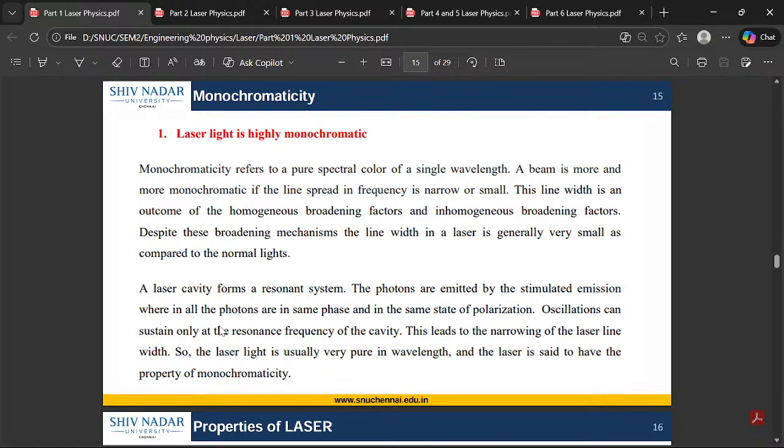So as you can see in paragraph 2 in this slide, a laser cavity forms a resonance system. The photons are emitted by the stimulated emission, wherein all the photons are in the same phase and the same state of polarization. So basically, when those photons come out of the cavity, they are all in the same phase, that is coherent, and in a state of polarization. So this oscillation can only sustain when the frequency is in resonance with the cavity. So this leads to a narrowing of the laser line width. That is the diagram given above.